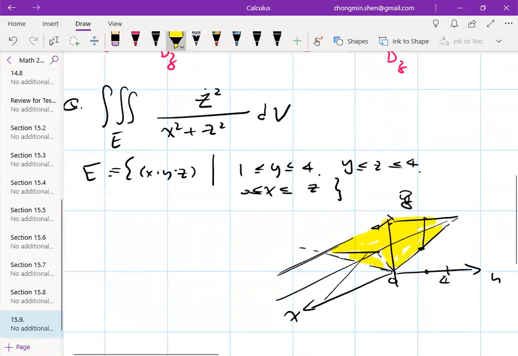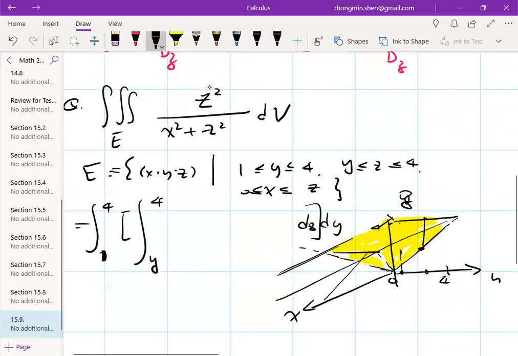If you find it hard to draw the graph, what you can do is, because y is already determined, you put dy here, and you already know y is between 1 and 4. Somewhere here, so it does not touch the 0. Then you have to determine the z value. z is between y and 4, dz. Then x is between 0 and z.